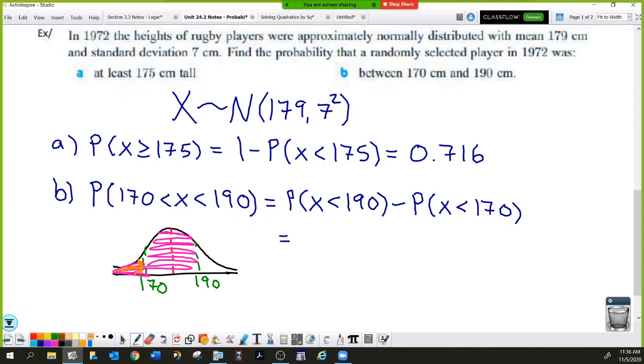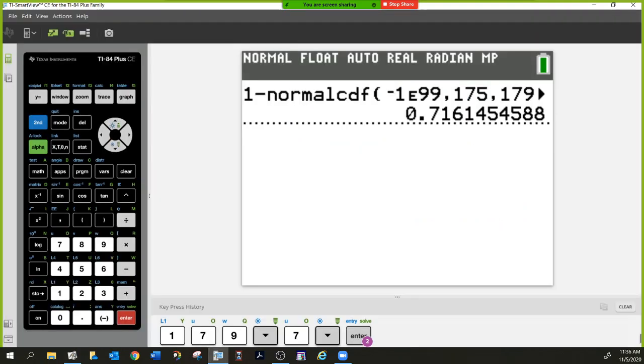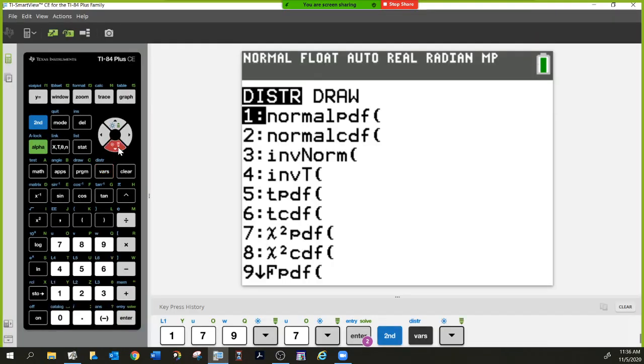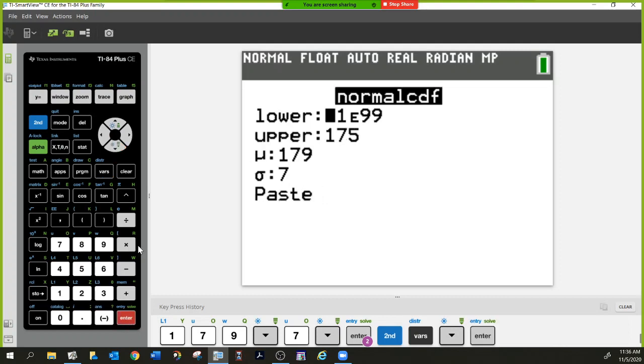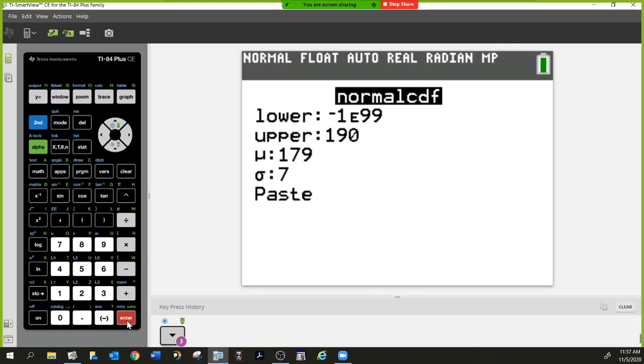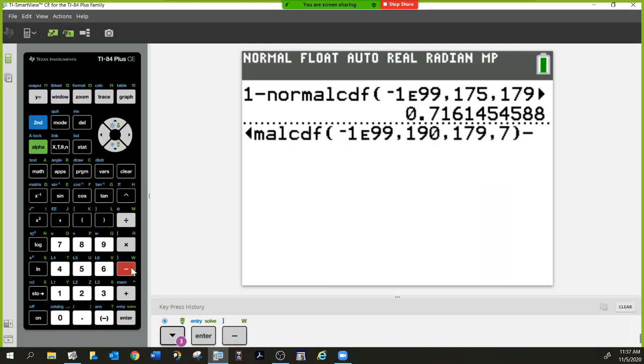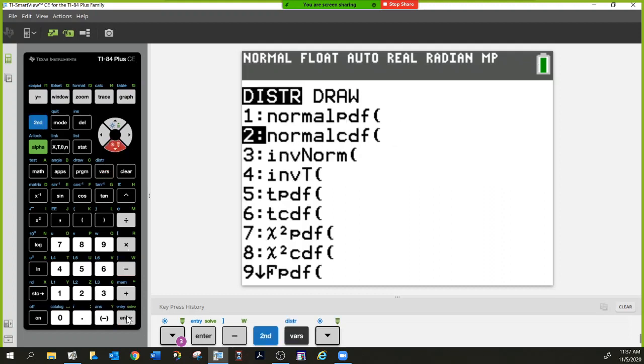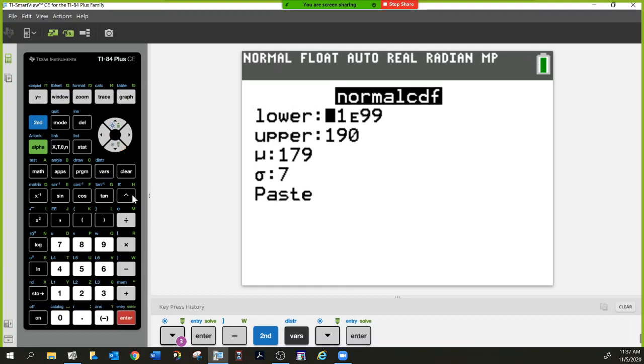Of course, I don't know this number, so to the tech we go. Probability that we are less than, was it 190? 190, nothing else changed, minus probability that we are less than 170.